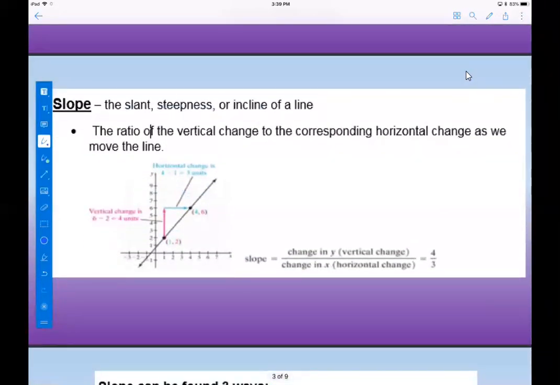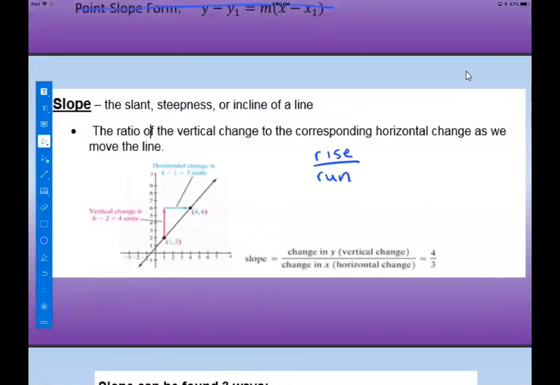What is slope? Well, slope is the slant, steepness, or the incline of a line. In mathematical terms, it is what we call rise over run. When you think about it, rising is up or down, run is left or right. And of course, rise over run, we can still use as y2 minus y1 over x2 minus x1.